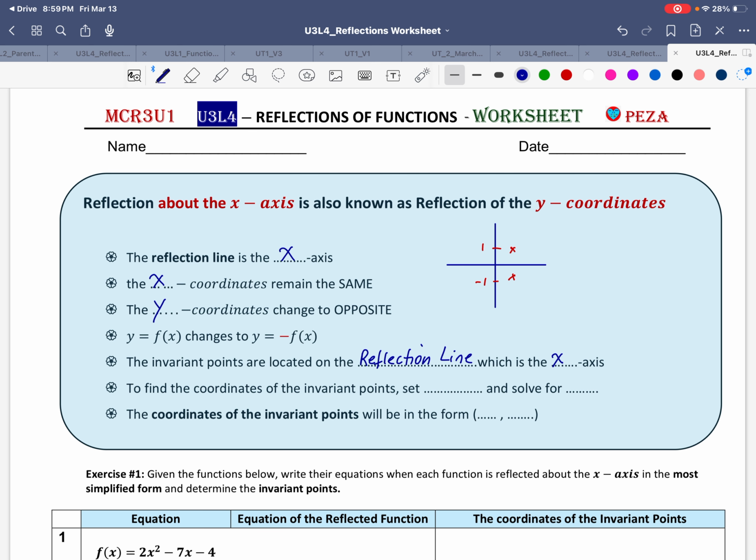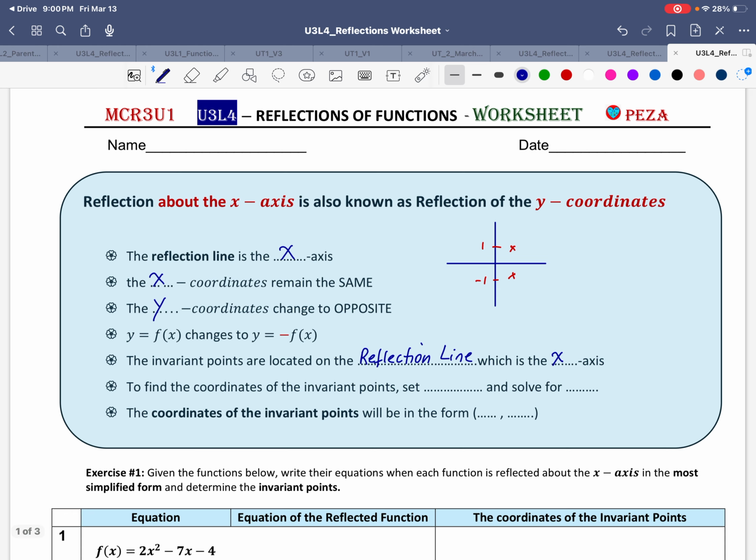So if you want to find the coordinates of the invariant points, then you have to think they're on the x-axis. What coordinate do I know for sure for a point on the x-axis? You know that any point on the x-axis has a y-coordinate equal to 0. So to find the coordinates of invariant points, when you reflect a function over the x-axis, you're going to set y equal to 0 and then solve for x. Now, the coordinates of the invariant points then will be in the form (x, 0). And we're talking about this x that we find when we solve the equation.